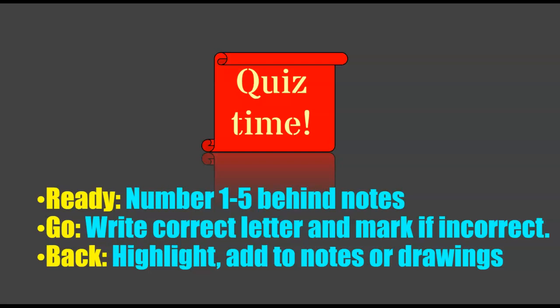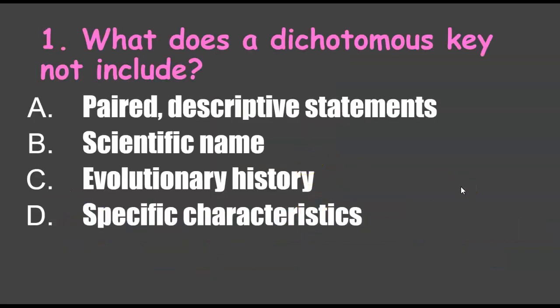Please label it quiz 4 key or key quiz 4, 1, 2, 3, 4, and 5. All right, what does a dichotomous key not include? Paired descriptive statements, scientific name, evolutionary history, specific characteristics. This is going to be the history. We have no clue what came before. There's the paired statements. It does or does not. Gives the scientific name at the end. And the specific characteristics are what they're asking the questions or the descriptive statements about.